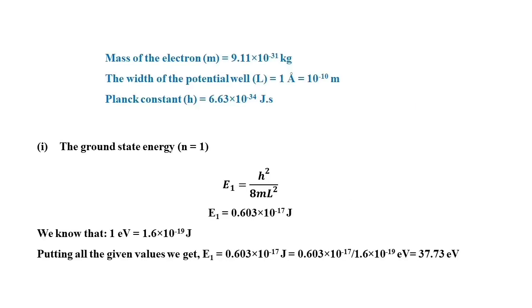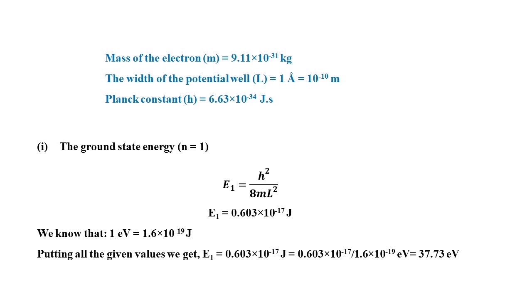So the first part of the problem can be easily solved by just using the formula of energy given, E = n²h²/8mL², where for the ground state we know that n is 1. The mass of the electron is 9.11 × 10^-31 kg. The width of the potential well is 1 angstrom, that is 10^-10 meter, and the Planck constant is 6.63 × 10^-34 joule second. So all are in the same unit.